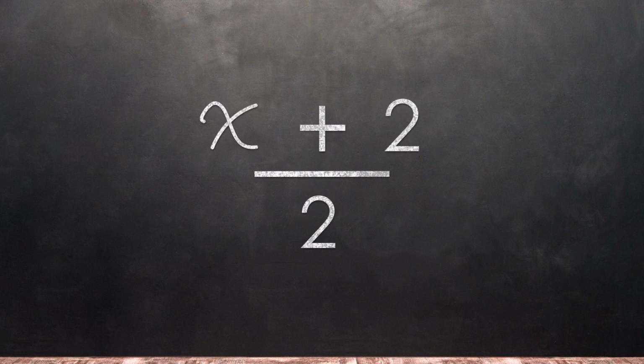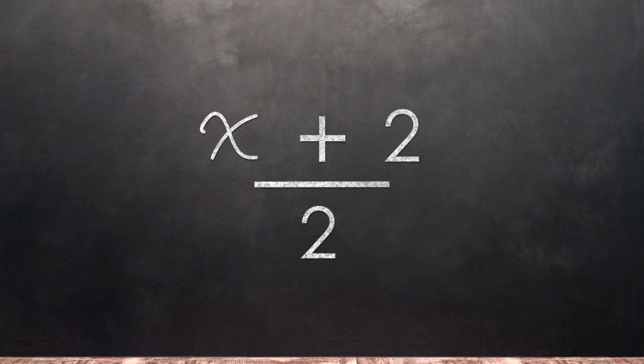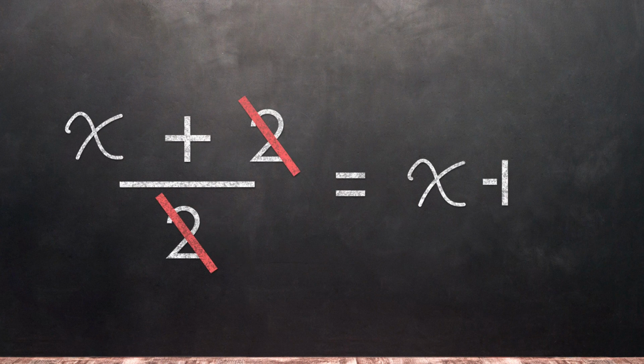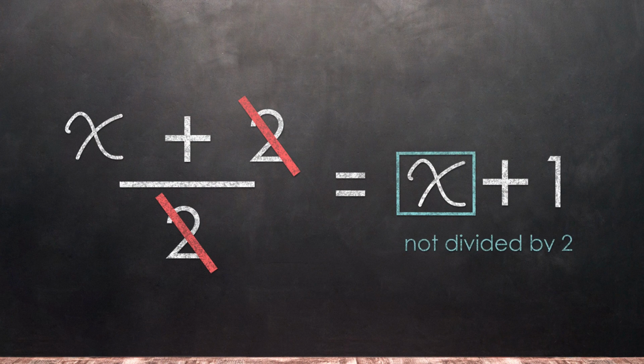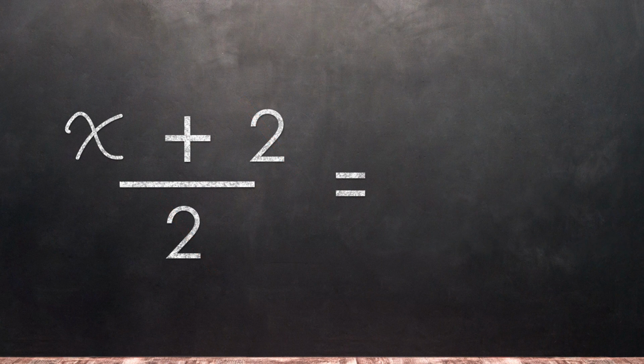Let's analyze the expression. The numerator is made up of two terms, x and 2. 2 is divisible by 2, but since x can be any number, we can't say that it's divisible by 2. When we cancel out the 2's, we are not considering that x is also being divided by 2. As a result, the x term in the numerator doesn't get divided by 2 and we end up with x plus 1.